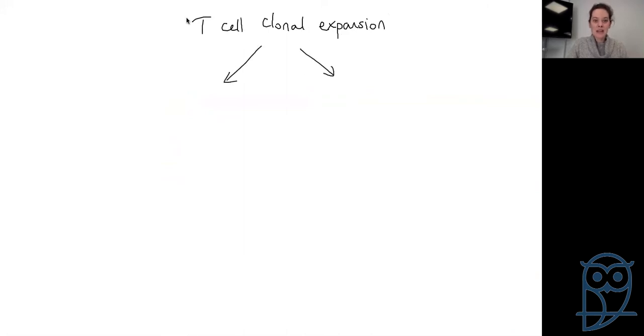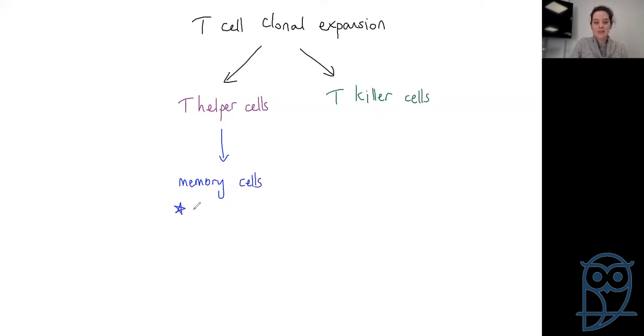So when it comes to T cells, we get T helper cells. And we get T killer cells, the assassins. So again, we have this creation of memory cells, and it's our helper cells that can become memory cells. And again, these guys are all involved in the secondary immune response.